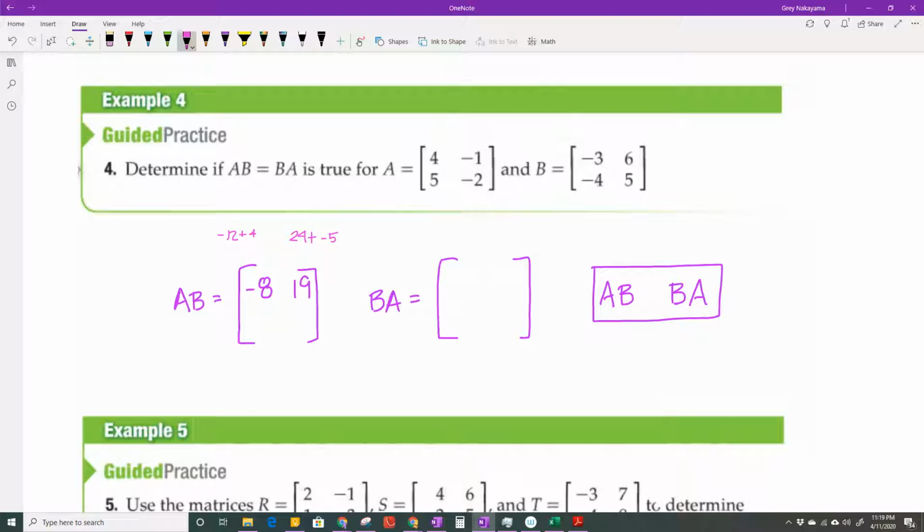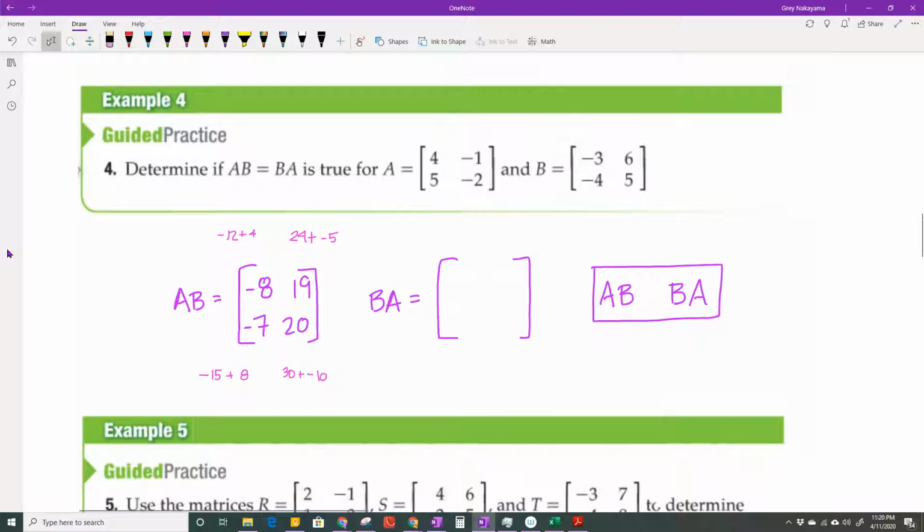Okay. Then I have second row, first column. So 5 times -3 plus -2 times -4, which is +8. And -15 plus +8 is -7. And then this last one would be second row, second column. So 5 times 6 is 30 plus -2 times 5, which is -10, and 30 plus -10 is 20. So A times B is 20.